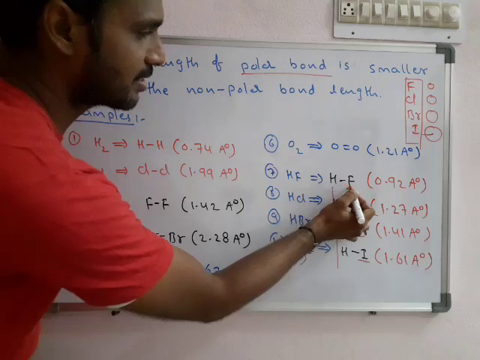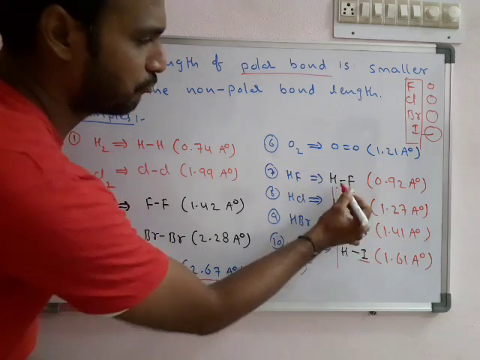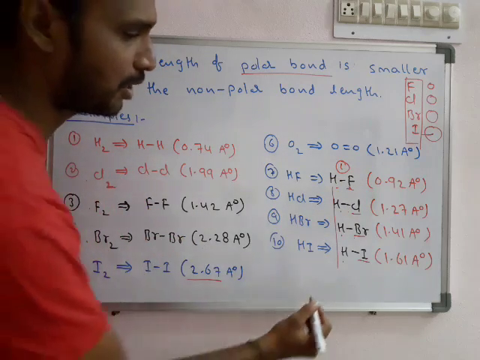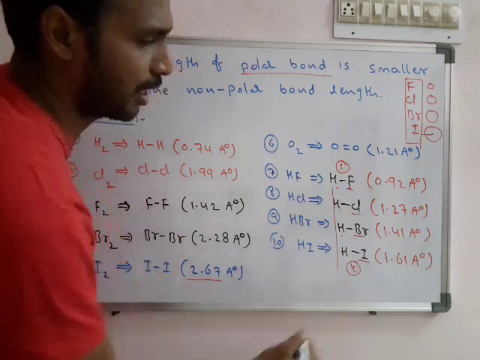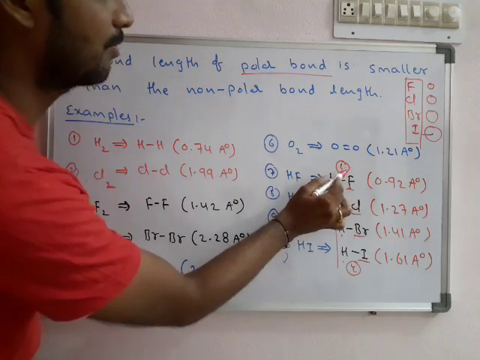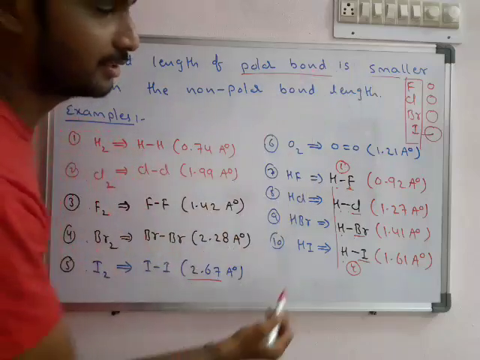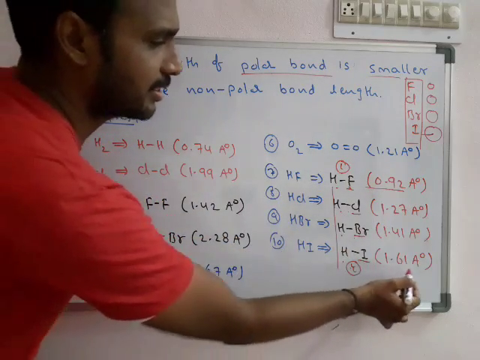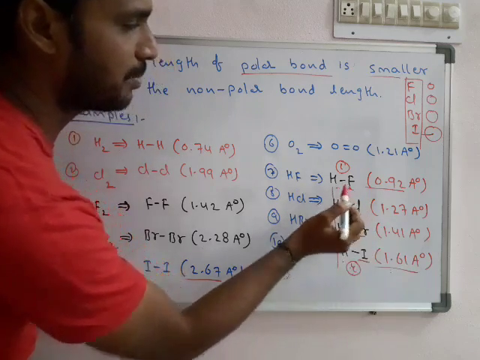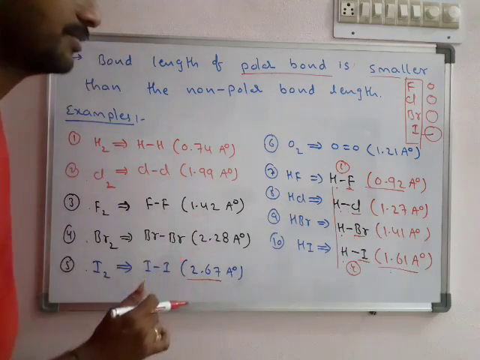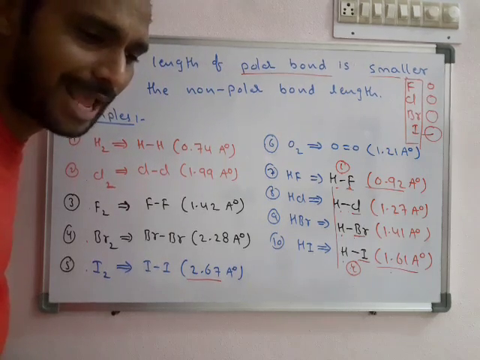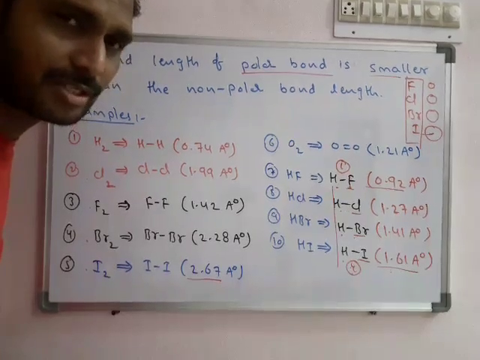In HF, F is first in electronegativity, so the electronegativity difference is high. Among these four compounds, this is the most polar and this is the least polar. The highest polar one has the smaller bond length, just 0.92. The other has a bond length of 1.61. Non-polar bonds have more bond length compared to polar. So this is about bond length. Next class we will see bond angle and bond energy. Okay.